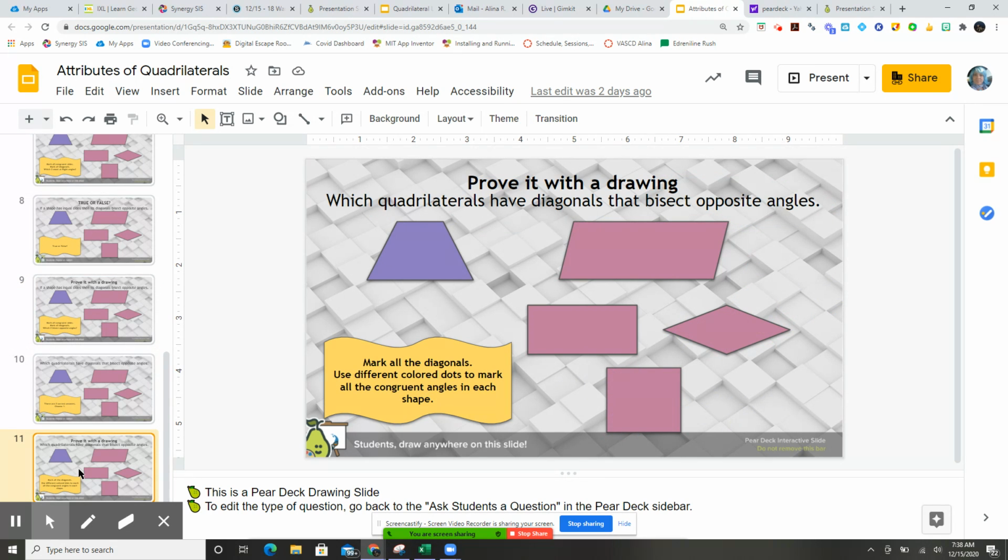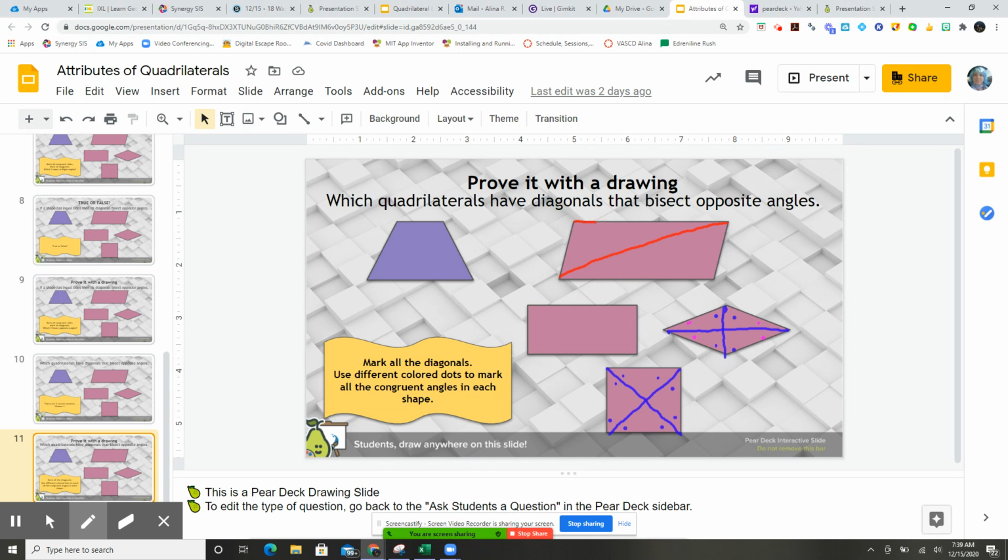Which quadrilaterals have diagonals that bisect opposite angles? So that's what we just did, right? The square has diagonals that bisect opposite angles. And the rhombus has diagonals that bisect opposite angles. But what I want to do is mark the parallelogram angles. So go to the parallelogram.